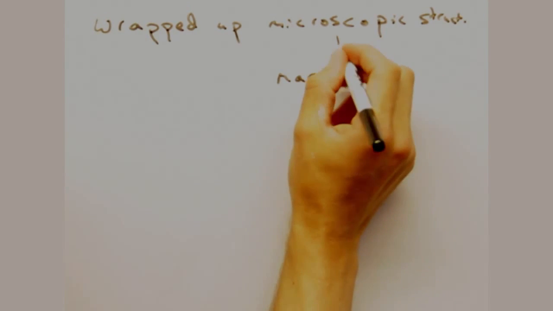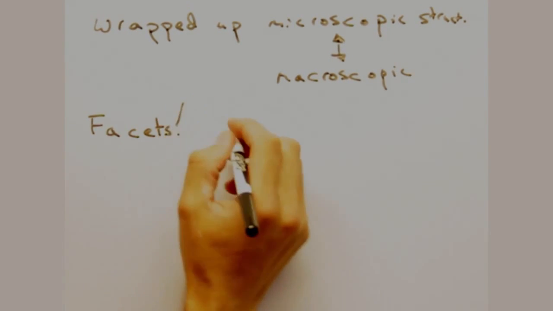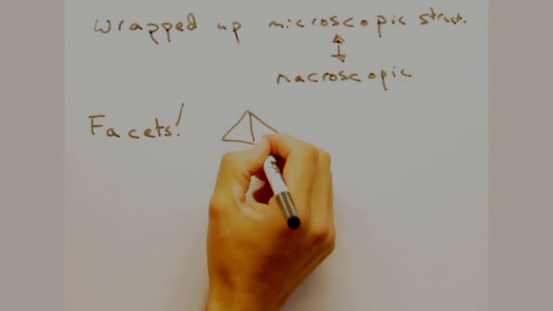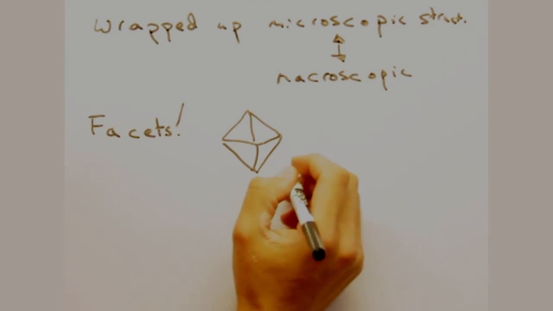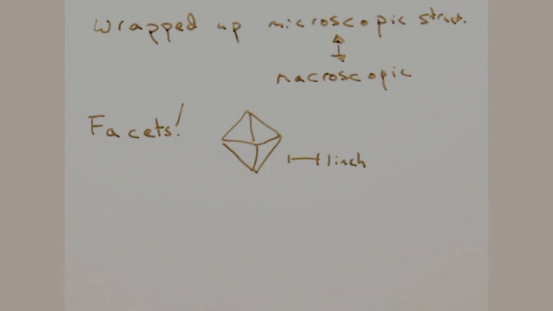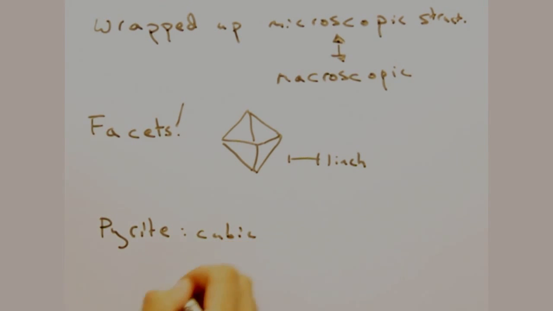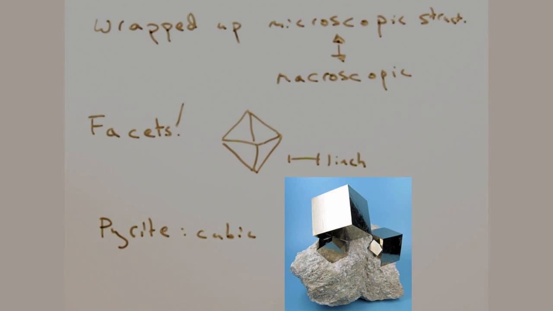But it would be good to relate the microscopic to the macroscopic structure of materials. Earlier, Nicole, you said that most people think of facets when they think of crystals. When you see facets in a crystal, what you're really seeing is the exposed planes of the unit cell, all aligned in the same direction. Take pyrite, for example, which has a cubic unit cell. Lo and behold, it also looks like a cube in its macroscopic form.